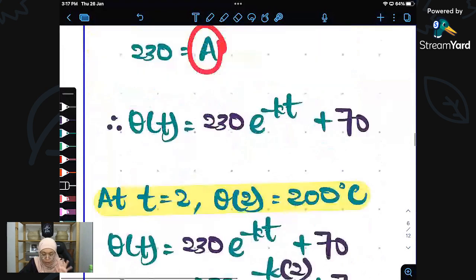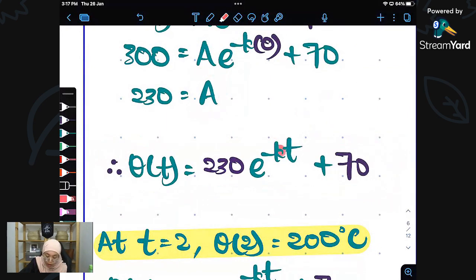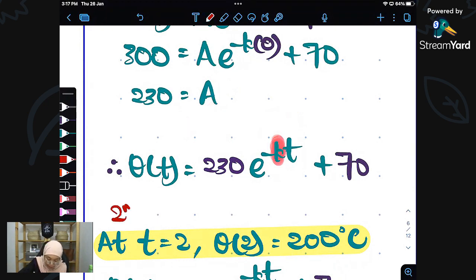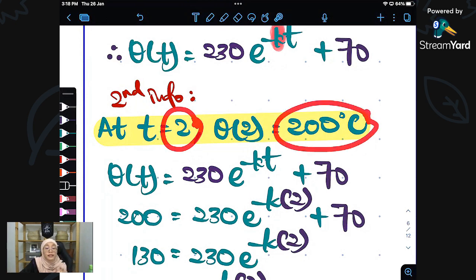Okay. And so, kita dapatlah particular solution, lebih hampir kepada particular solution. Tetapi kita tak ada nilai K. We do not yet have this value of K. We already have this value of A, but we are not yet getting to the value of K. So how do we find the K? We must have the second info. The second info will help you to get the K value. Okay, so the K value will need you to have the second info, which is at time t 2 minutes. Pada 2 minit yang seterusnya, the temperature will drop to 200 degrees Celsius.